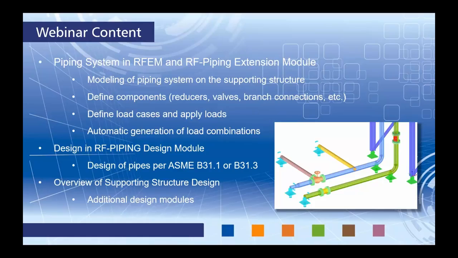Furthermore, we're going to utilize the RF-PIPING Design module. This will give us our utilization ratio, our stress checks according to ASME B31.1 or B31.3. Lastly, I want to touch on the overview of the supporting structure design. This will allow us to design steel per AISC, for example, or concrete per ACI with some additional design modules.